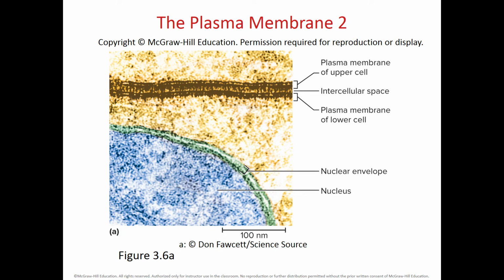So this is a view of the plasma membrane with the electron microscope. Here is one of the components of the plasma membrane. This is the intracellular phase, and this will be the extracellular phase. And this part in here is the nuclear envelope, which has a similar appearance to the plasma membrane. And this is the nucleus, and this is the cytoplasm.